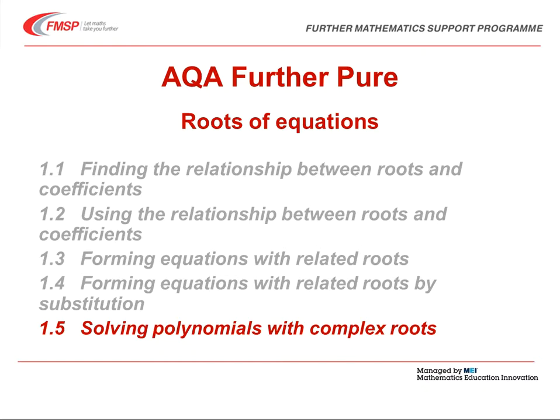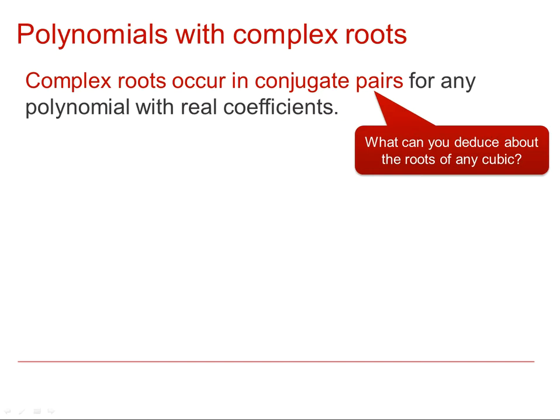This is a video for AQA Further Pure Mathematics, the Roots of Equations, section 1.5, where we're going to be looking at solving polynomials that have got complex roots. Well, for polynomials that do have complex roots, those roots will occur in conjugate pairs if the polynomial has real coefficients. And all of the examples we'll be looking at will have real coefficients. So we can say that for any polynomial, if alpha is equal to a plus bi is a root of the polynomial, then beta, which is equal to a minus bi, its conjugate, must also be a root.